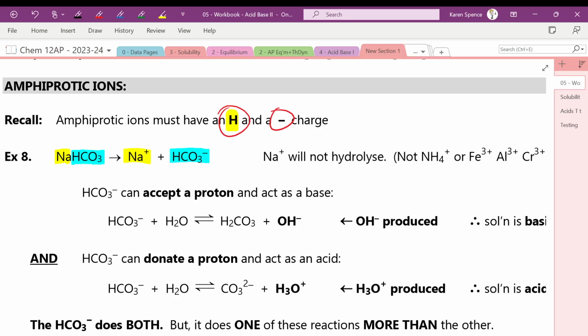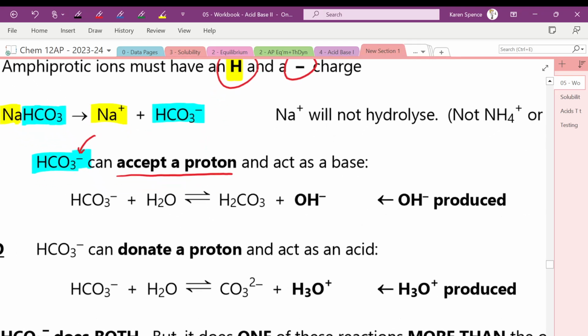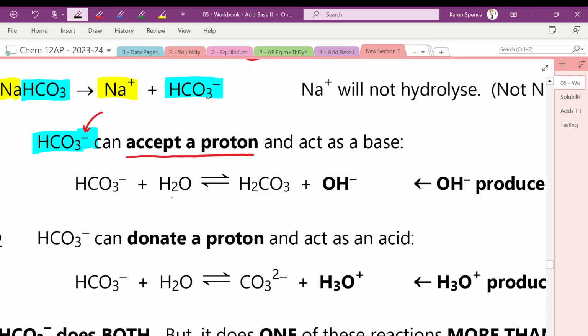However, HCO3 minus can do things. Because it has the negative charge, it can accept a proton. Okay, so let's watch it accept a proton. Here comes the proton.